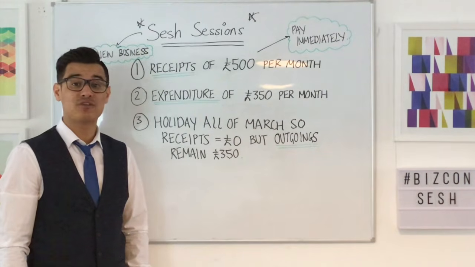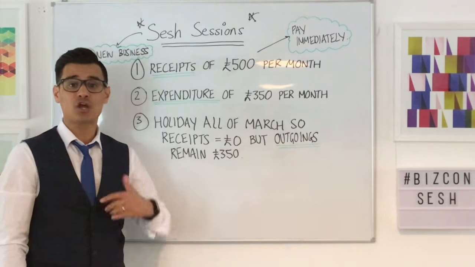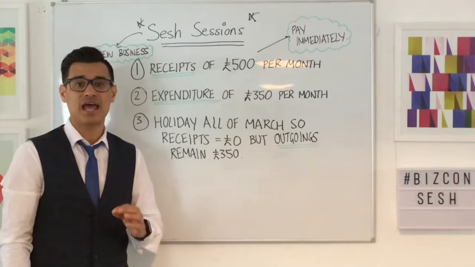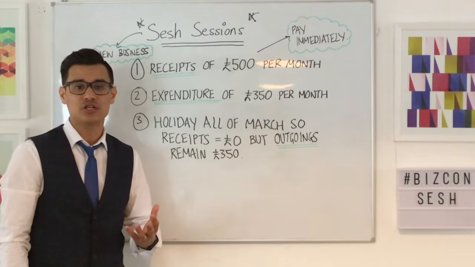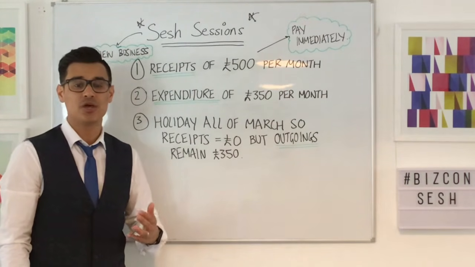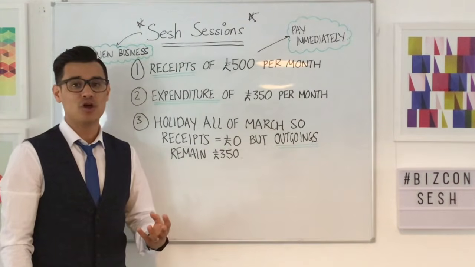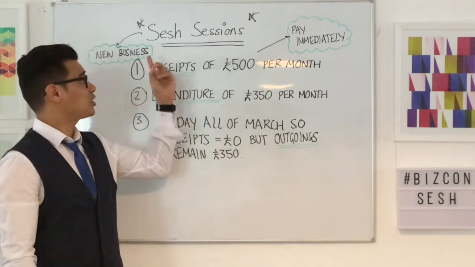Application for cash flow forecasts. To help us go back to that grid and fill it out, we need a question, a situation to apply to. So let us imagine we have a band, Sessions.